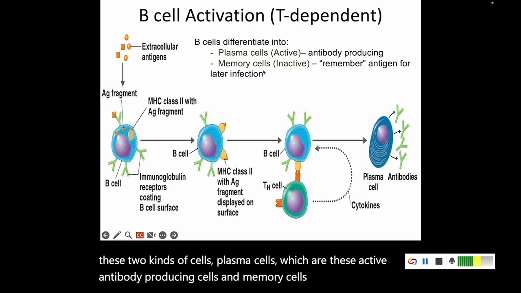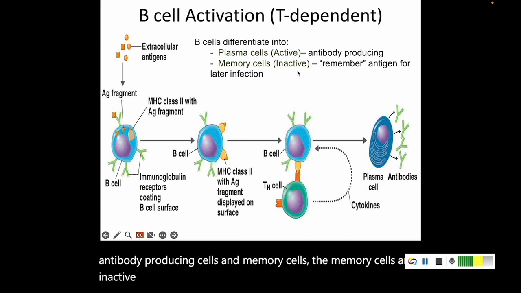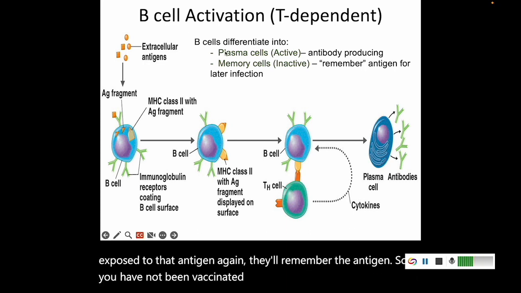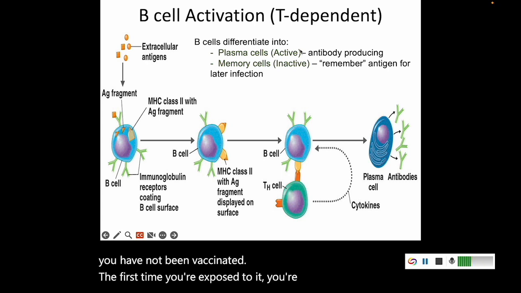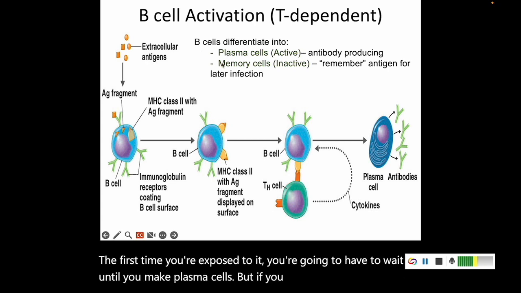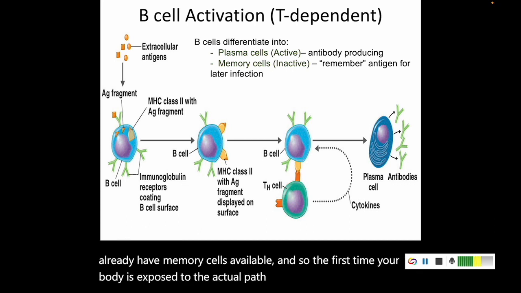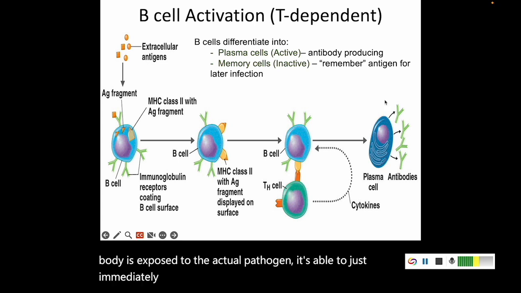The memory cells are inactive, but will just float around the body in case you get exposed to that antigen again. They'll remember the antigen. So if you have not been vaccinated, the first time you're exposed to it, you're going to have to wait until you make plasma cells. But if you have been vaccinated, you'll already have memory cells available. And so the first time your body is exposed to the actual pathogen, it's able to just immediately jump right into making antibodies.